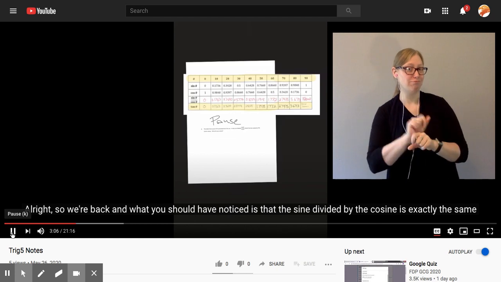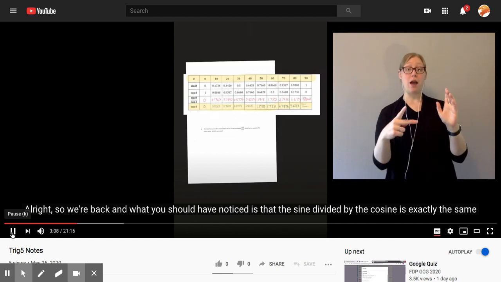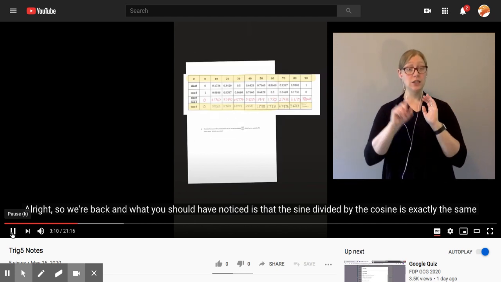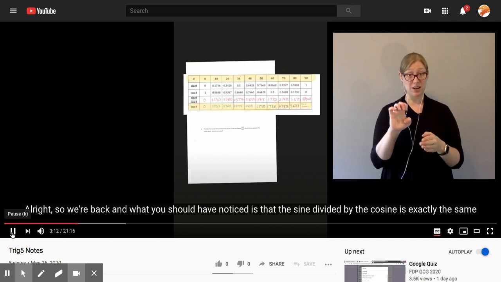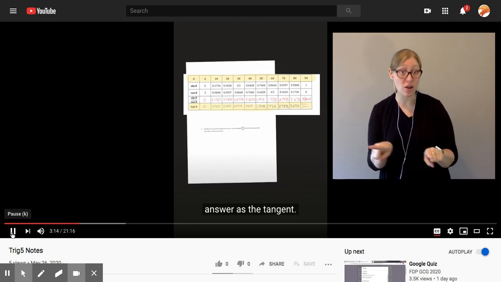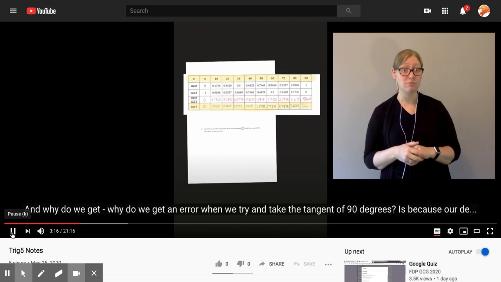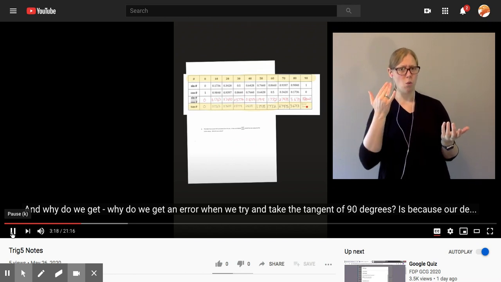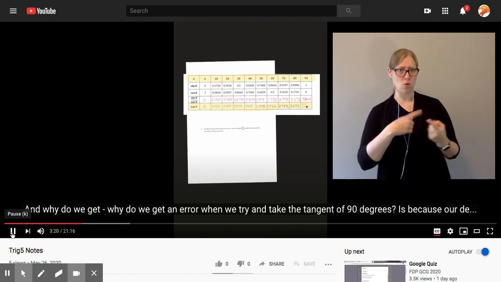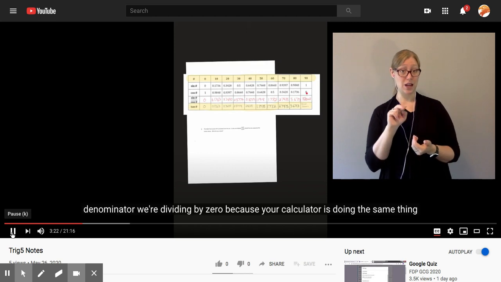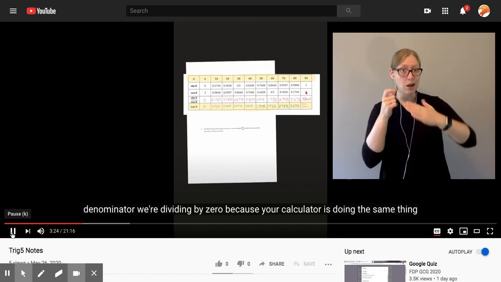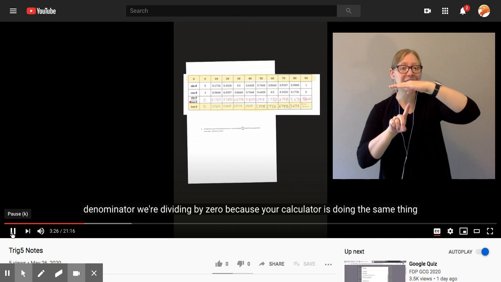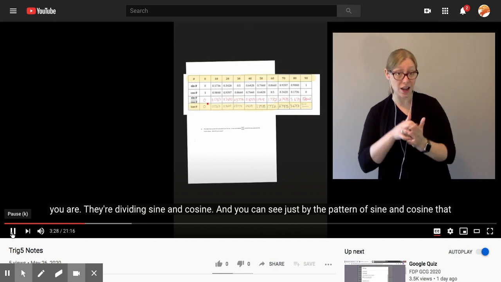All right, so we're back, and what you should have noticed is that the sine divided by the cosine is exactly the same answer as the tangent. And the reason we get an error when we try to take the tangent of 90 degrees is that our denominator is 0, so we're dividing by 0, because your calculator is doing the same thing you are. It's dividing sine by cosine.